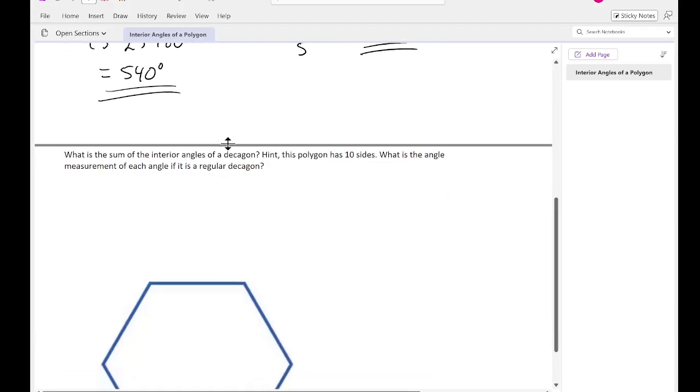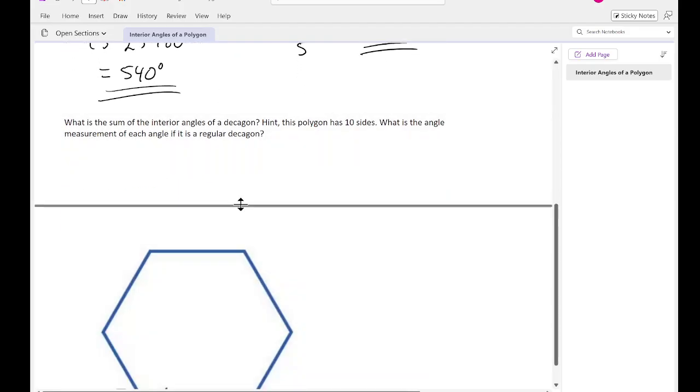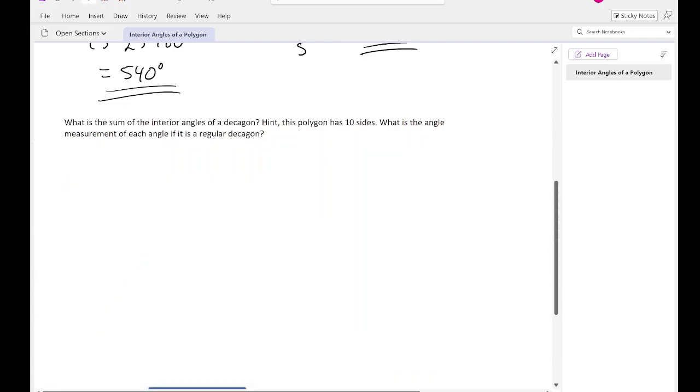Let's do it again for this one here. Actually, I have 2 separate questions, so let's move that out of the way. What is the sum of the interior angles of a decagon? And if you are unfamiliar with what a decagon is, it's a polygon that has 10 sides. And then we're also going to find the angle measurement of each angle within the decagon if it is regular. So again, n equals 10 because that's what a decagon is, and the hint said so.